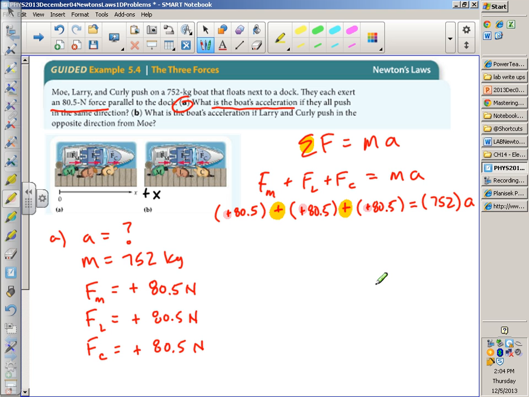So in this case, because they're all positive, mathematically, what are we just going to do with these three numbers? Add them all together, right? Once you add them all together, you divide that value by 752, and then you can get your acceleration of that boat.